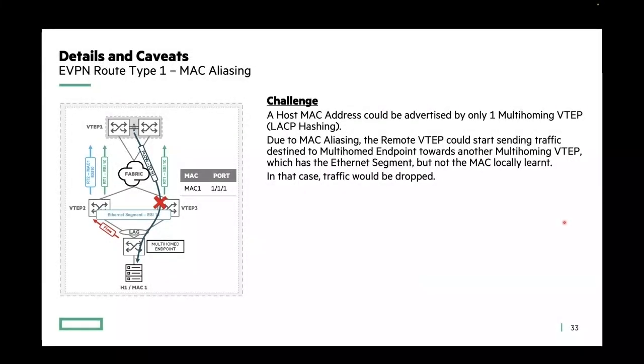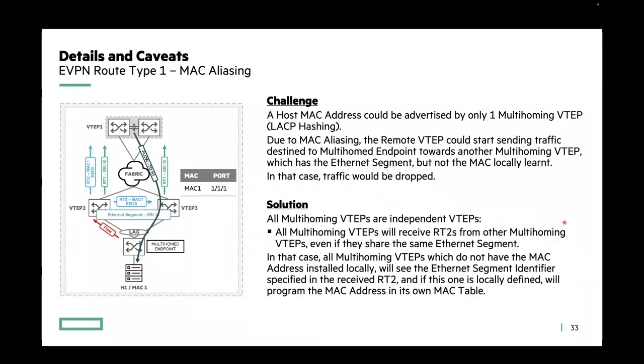So, as we mentioned earlier, in all active mode, a MAC address could be learned and advertised by only one multi-homing VTEP. But in the meantime, aliasing will be able to load balance traffic with the MAC address as a destination across all multi-homing VTEPs. So the issue which could be faced is when another VTEP receives the traffic while it didn't learn the MAC address. In that case, it should drop incoming traffic. So how can we solve that? The solution comes from RT2.